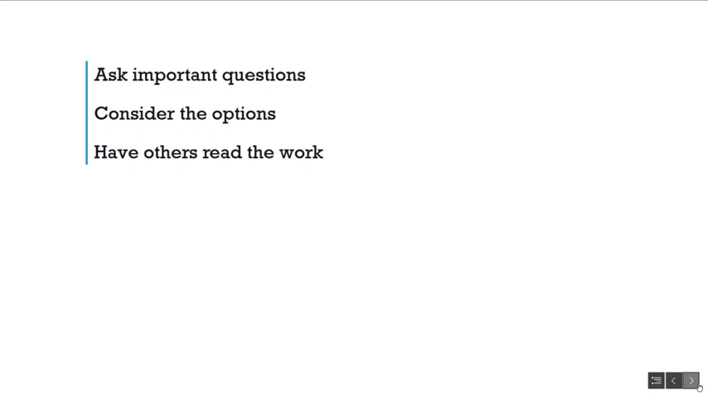And as you do that, you need to consider your options. After you've asked your questions, you've got to consider your options. Are there things that I need to trim? Are there complete sections I need to rewrite? Do I need to rewrite the entire thing? Do I need to refocus the whole thing? Consider what the options are. Do I need to scrap everything I've done and start from the beginning?